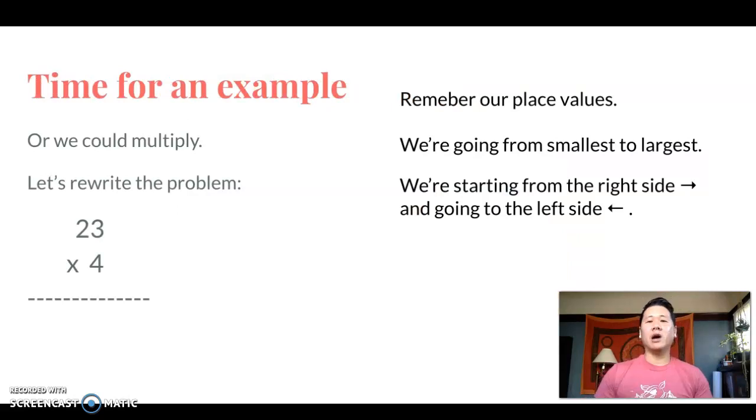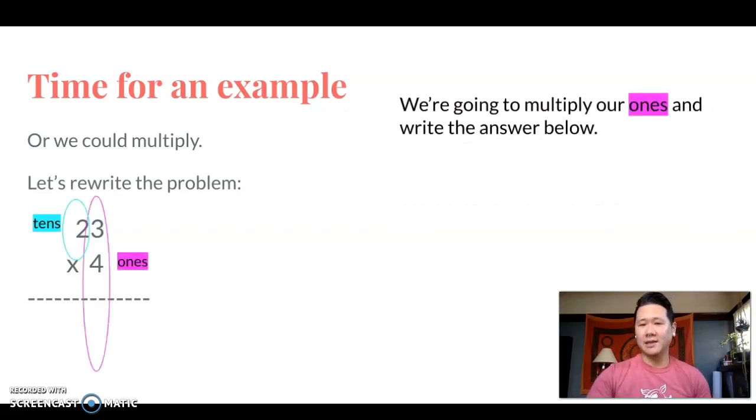So let's rewrite the problem to where it's a little bit easier for our brains to kind of see where we're multiplying. So let's remember our place value, and we're going to go from our smallest to our largest. So we're starting on the right side, going to the left side. Our smallest being, remember, our ones place value, with our larger ones, which is our tens place value. Our ones are going to be our 3 and our 4, and our tens are going to be our 2. Because 23, the 2 is in the tens place.